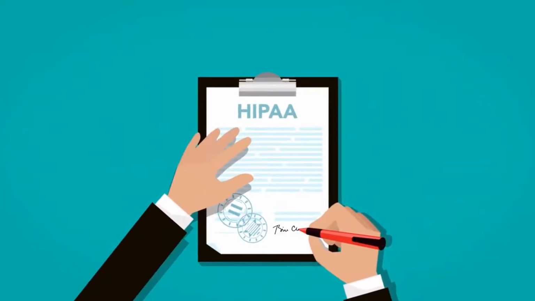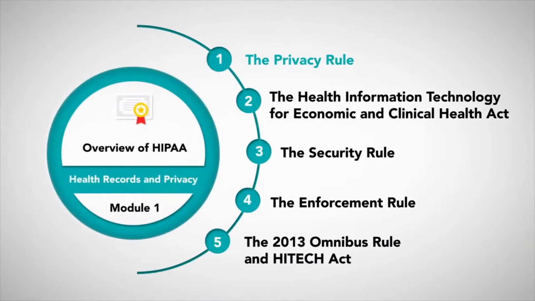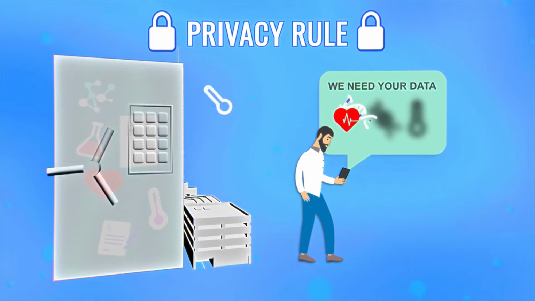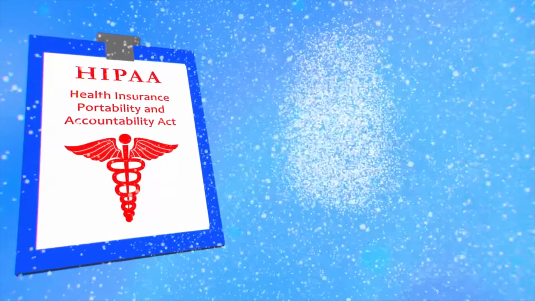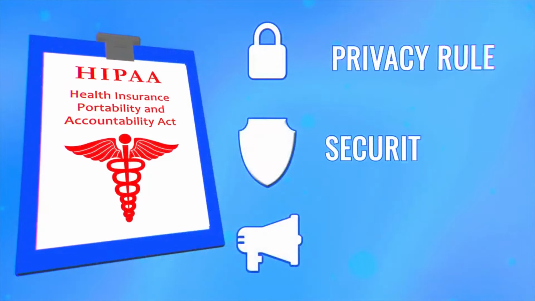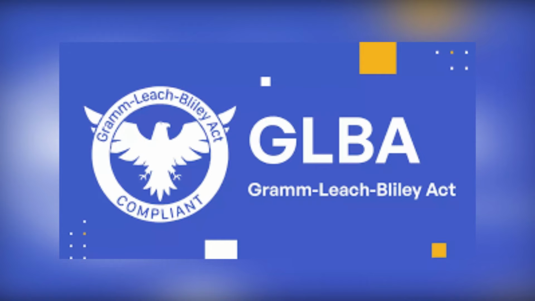Some of the key regulations include HIPAA, the Health Insurance Portability and Accountability Act of 1996. HIPAA is a federal law that requires stringent privacy and security measures around protected health information, PHI. PHI includes any individual's identifiable medical records or payment details. HIPAA applies to healthcare providers, health plans, healthcare clearinghouses, and any business associates that handle PHI on their behalf.